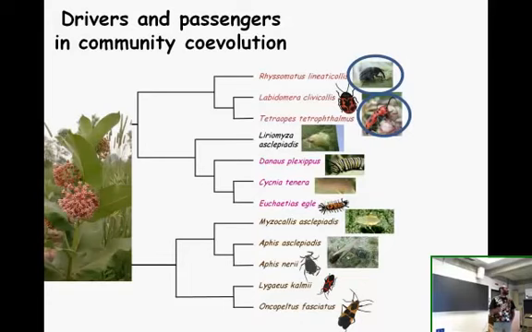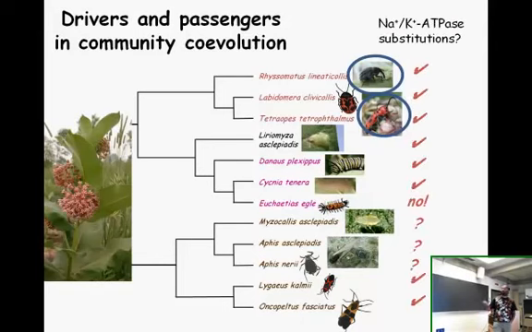If we look for the genetic substitutions in the sodium-potassium pump among these 12 species, and I'm not going to show you the data, we basically find functional substitutions in most of these organisms. We haven't been able to get the primers to work for the aphids. And Euchaetes egle, this arctiid moth, is decidedly no. Its sodium-potassium pump appears to be the wild type. It's doing something totally different.